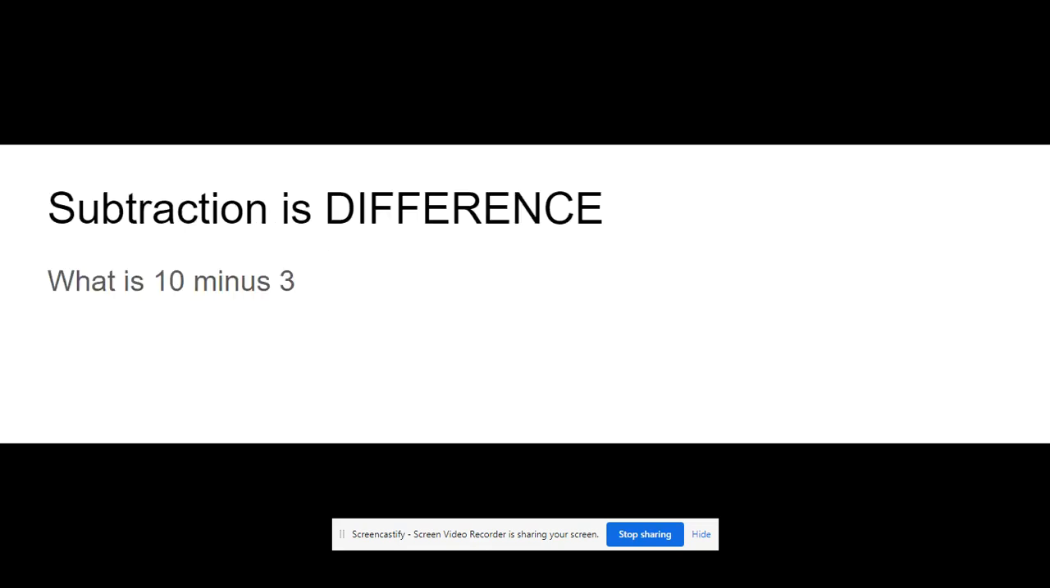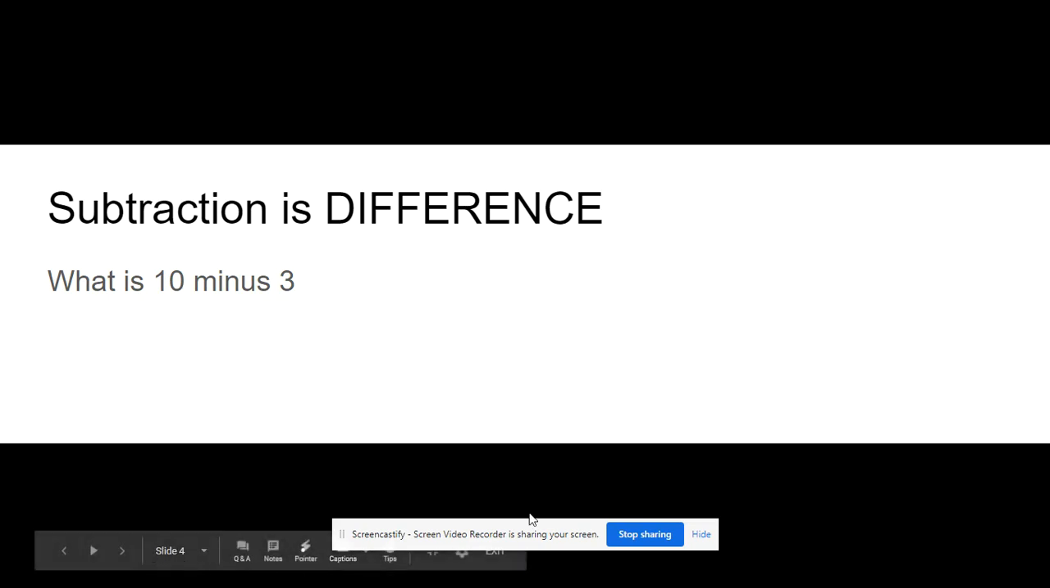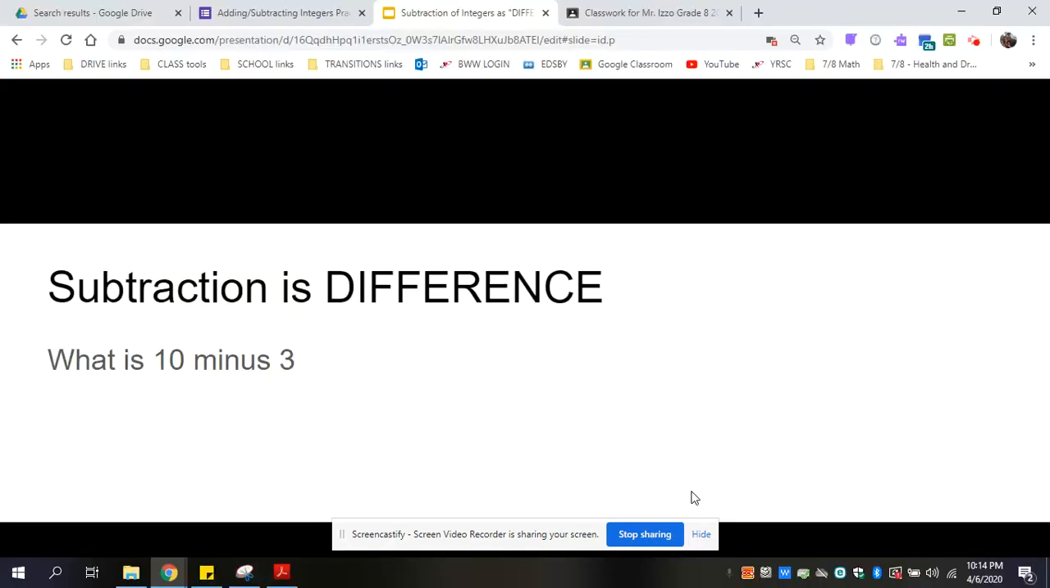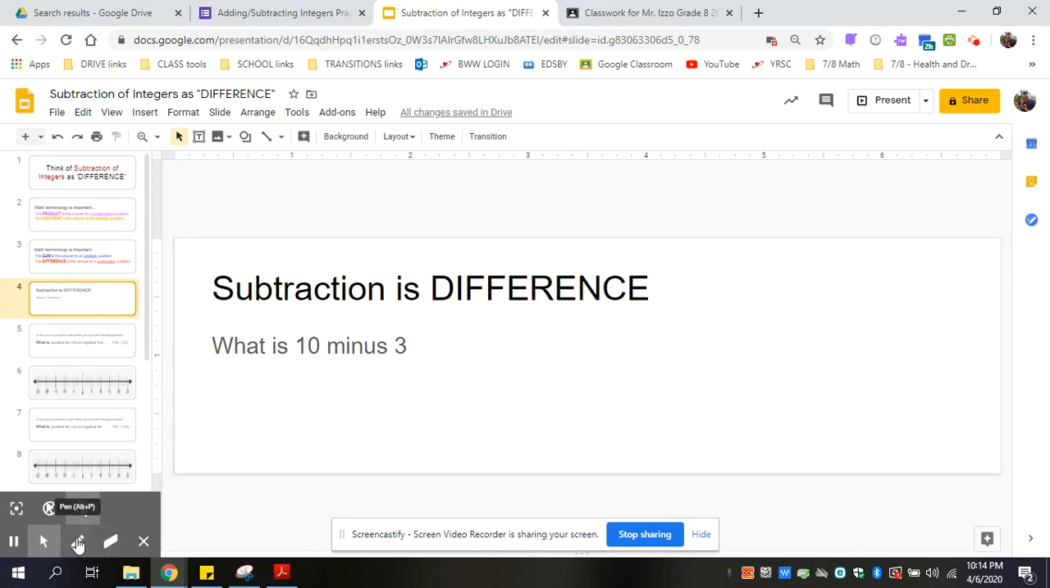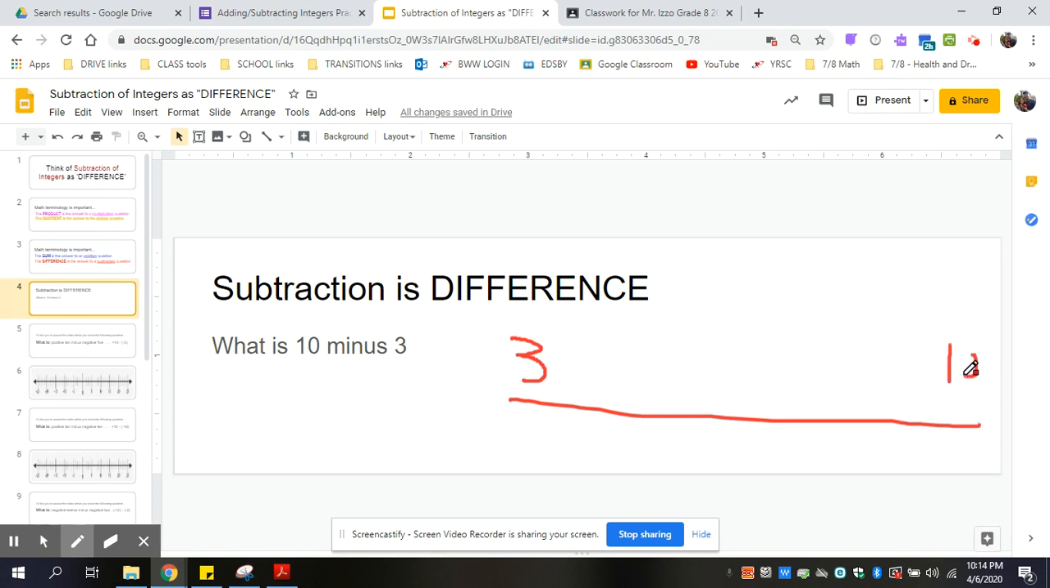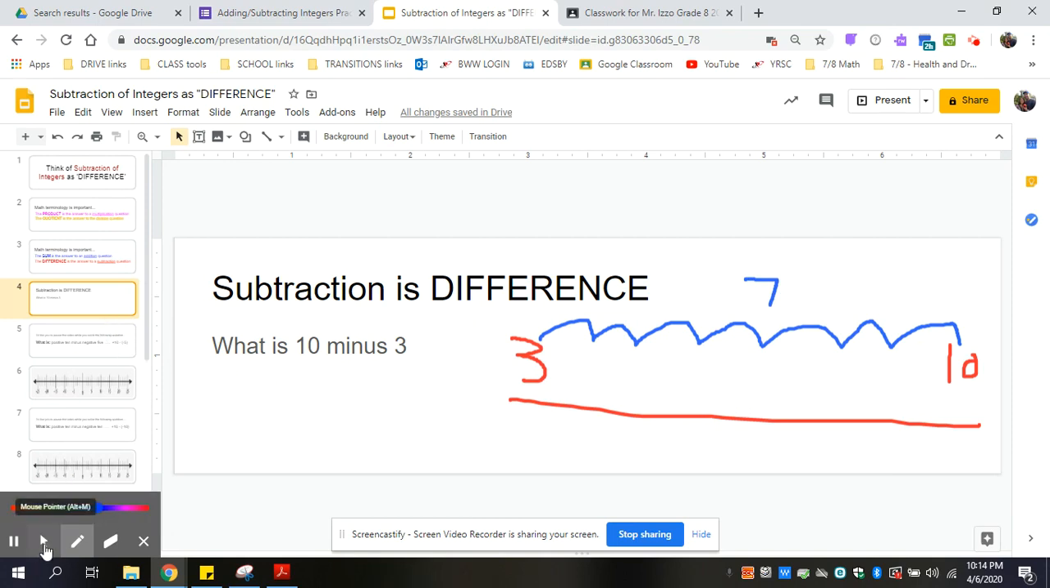So let's look at 10 minus 3. Obviously, the answer is 7, right? If I were to draw the number 3 on a number line and 10 over here, you guys know that you'd have to skip 1, 2, 3, 4, 5, 6, 7 times to get there. 10 minus 3 is 7. The same applies when we talk about positive and negative integers.